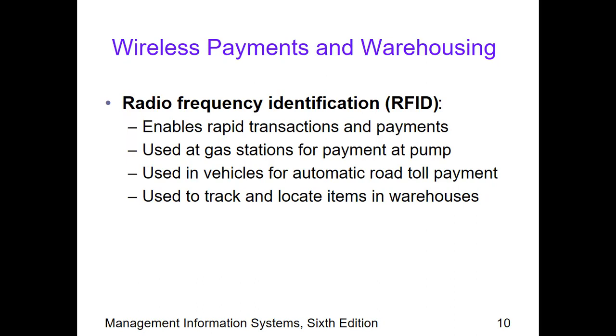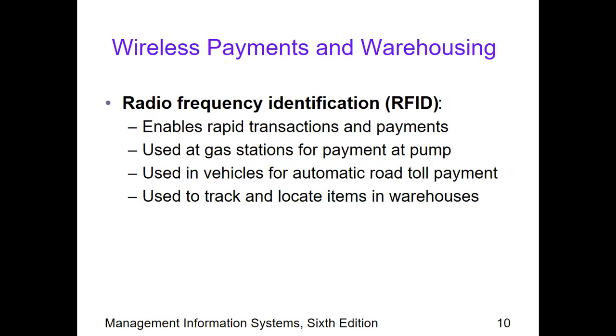There is a mention of RFID, which stands for radio frequency identification, wherein we can determine information about something through that. It's also like the barcode. It enables rapid transactions and payments. Examples: used at gas stations for payment at the pump, and used in vehicles for automatic road toll payment. So there's that RFID chip that is installed; when you pass by a certain, let's just say, toll post, then automatically it will update the system.